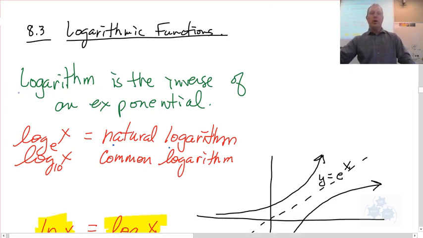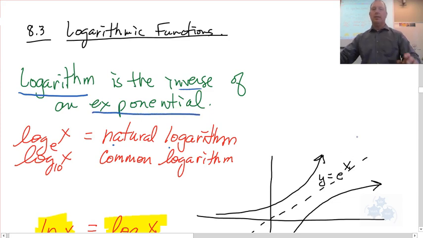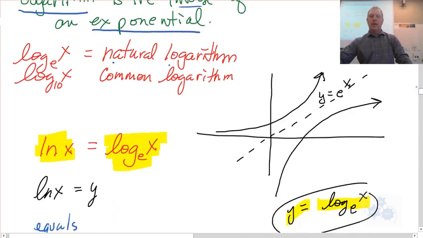Did you know that the logarithm is the inverse of an exponent or an exponential function? So let's take a look at this. y equals anything, like y equals b to the power of x. Let's not make it e for now. Let's make it 10 instead. y equals 10 to the power of x.